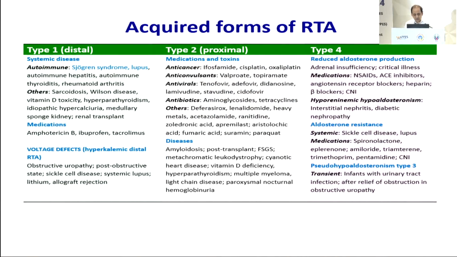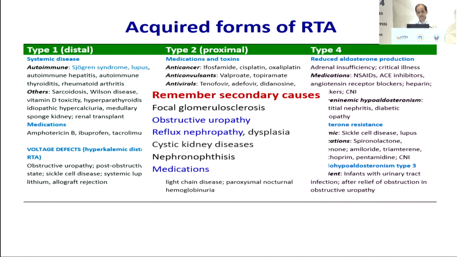Always remember, and you don't need to go through this list now, that there is a list of conditions that are acquired causes of RTA, both type 1, type 2, type 4 and so on. And always remember that conditions like FSGS, obstructive uropathy and so on, where you have a congenital anomaly in the kidney or an acquired anomaly, are not renal tubular acidosis. So always keep these things in mind.